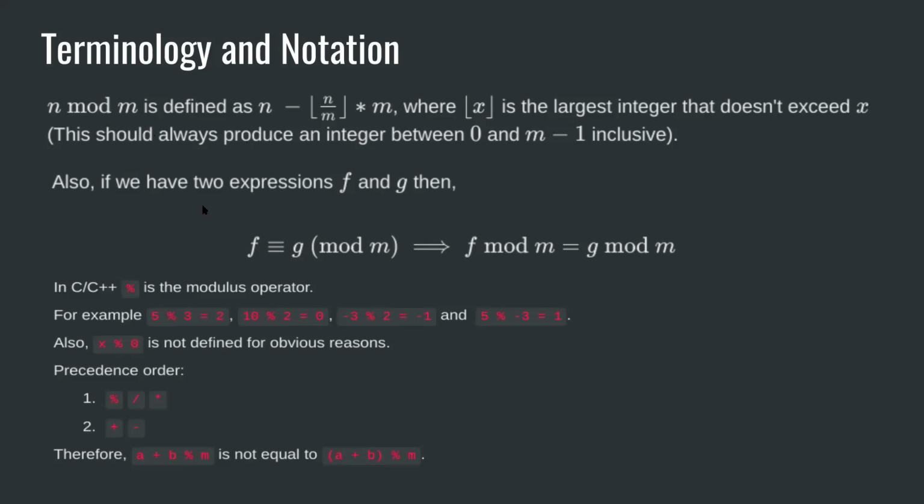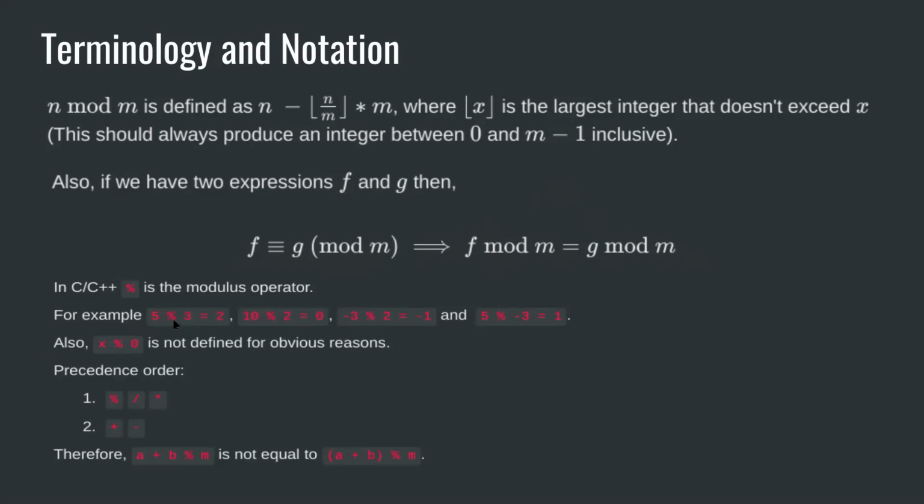And whenever you read proofs, you will also see this triple equal to notation. So what does this notation mean? f is congruent to g mod m means that f and g have the same value when modded with m. Cool.